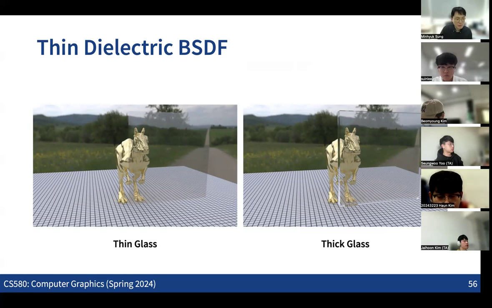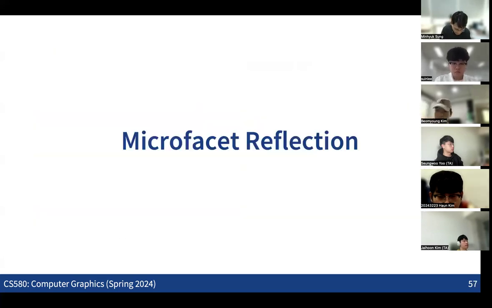So I'm going to stop here. There were some ideas for the microfacet model for scattering, and I also briefly mentioned the subsurface scattering. So next time I'm going to briefly review those ideas about the microfacet reflection and also the subsurface scattering.